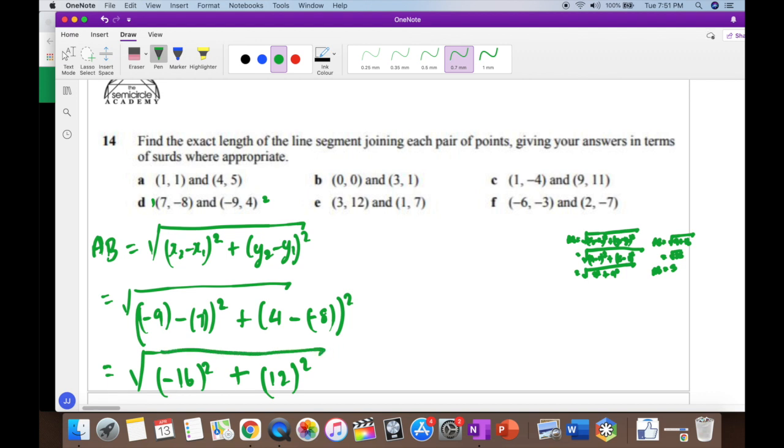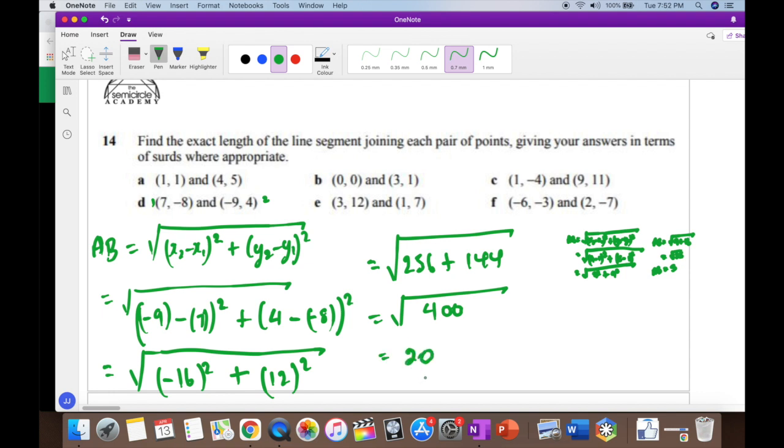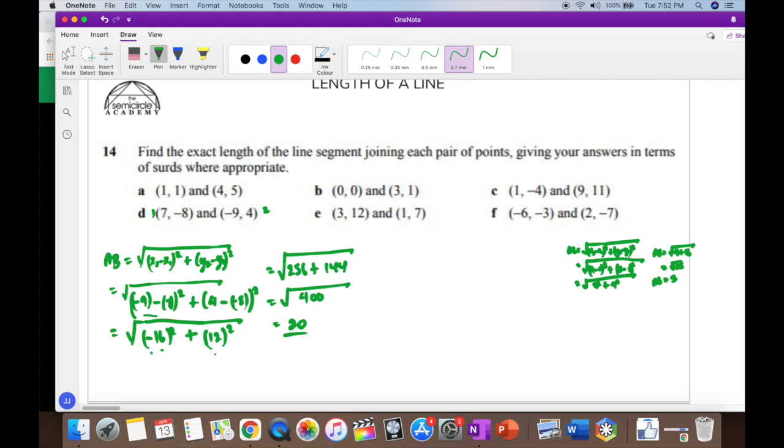You know if you square a negative, you just get a positive. So what is 16 squared? Somebody help me out here. I don't have my calculator. 16 squared is what? Calculator lady. 256. 256 plus 12 squared, which is 144. So what's 256 plus 144? 400. 400 flat? Yeah. And what is the square root of 400? 20? Yep.